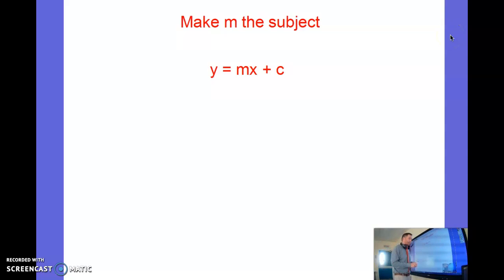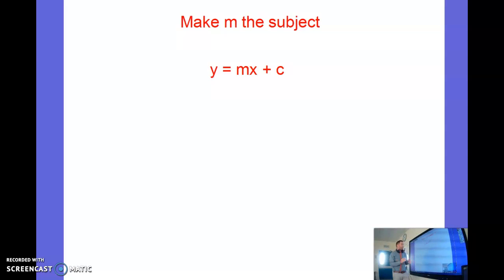Hello maths fans! Today we're going to be looking at changing the subject of a formula, and we're going to start bringing in squares and square roots for these couple of examples. So I'm just going to go through 3 examples, or 4 examples I think. So here we go. Here's the first one.